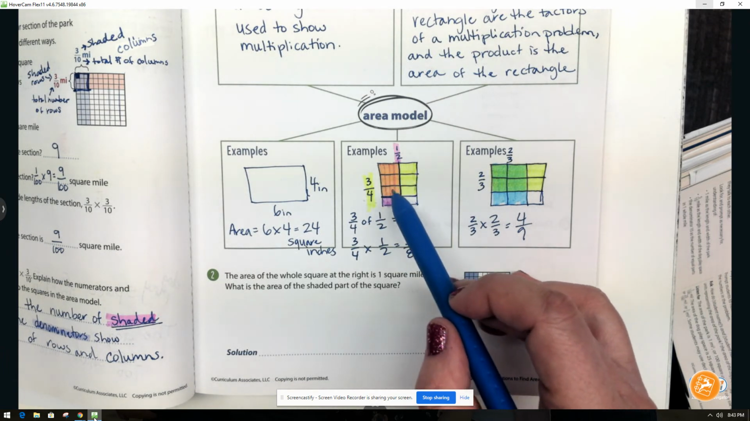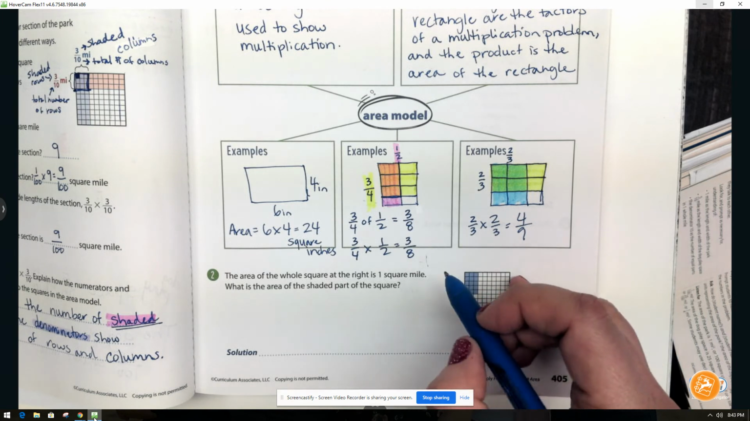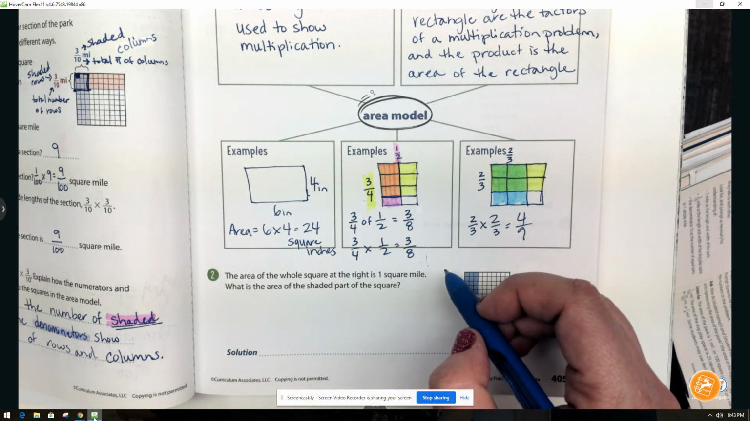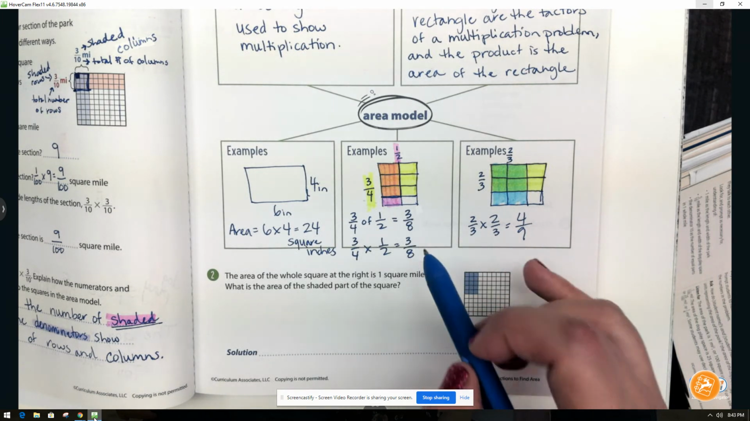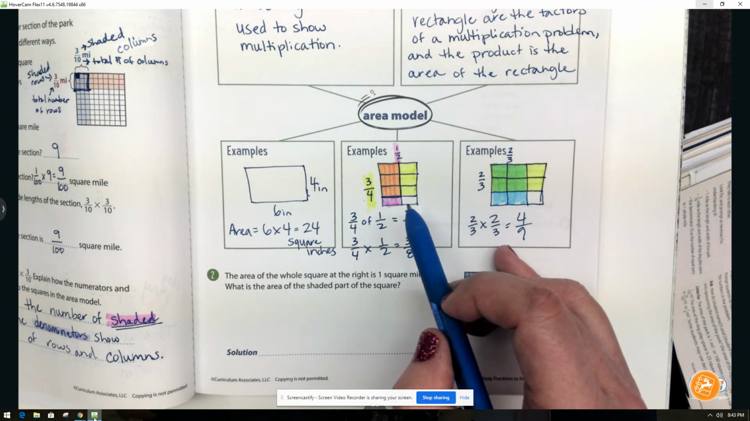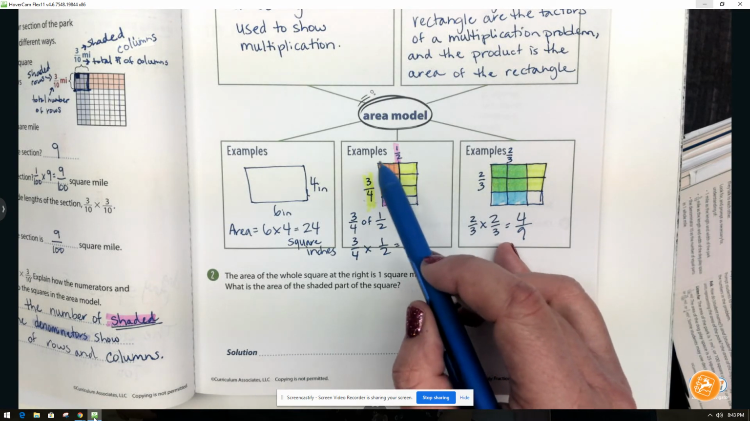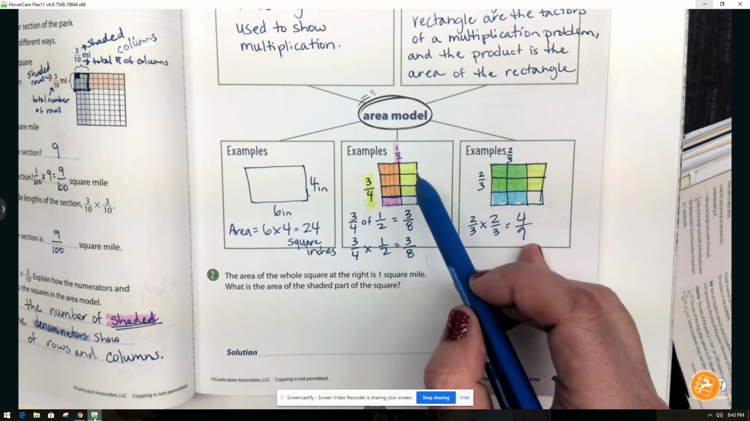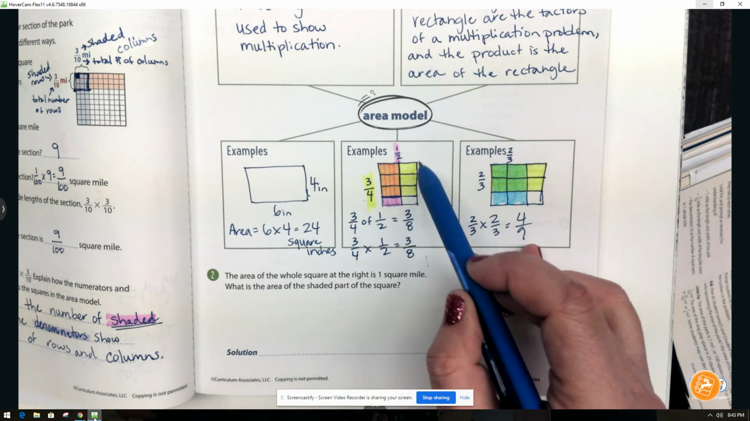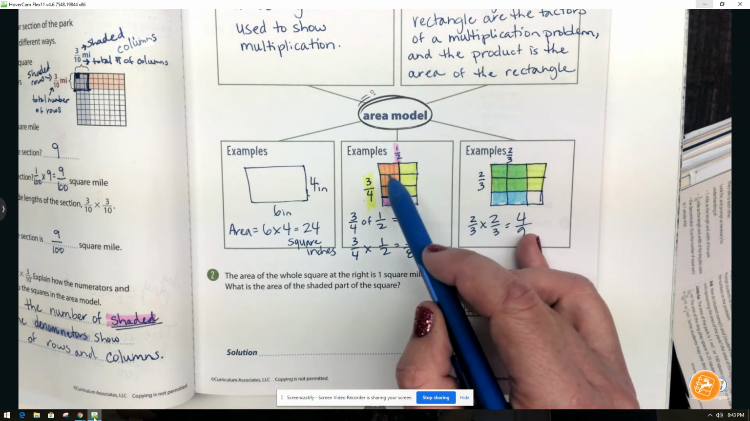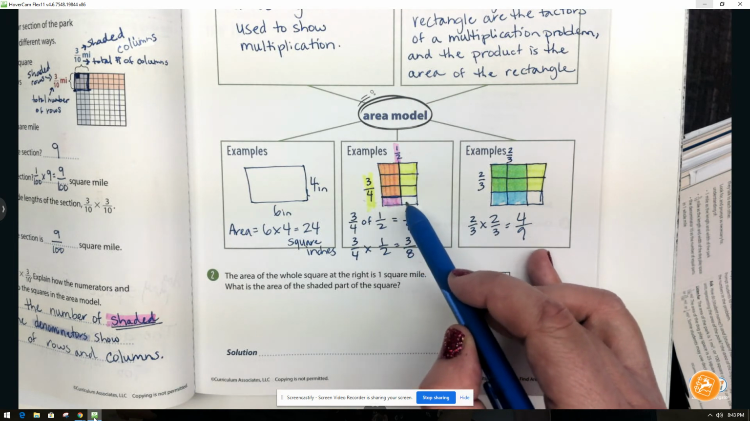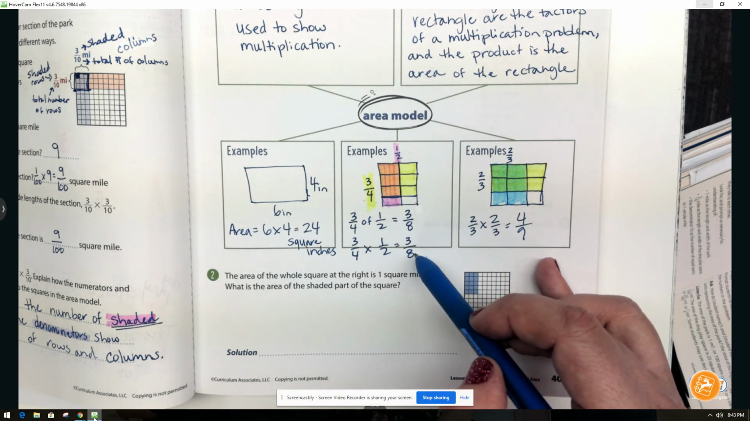We can't just count the shaded section like when we were multiplying decimals with an area model. In this case, in order to get the answer, we have to find out how many are shaded for our numerator, and then how many are in the whole. So 1, 2, 3, 4, 5, 6, 7, 8 to get our denominator.